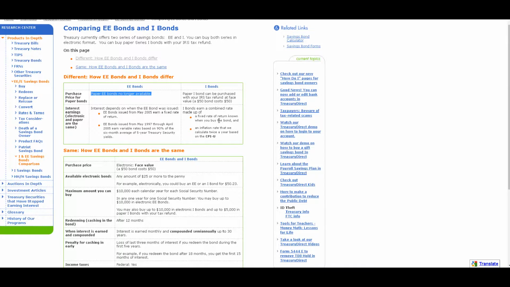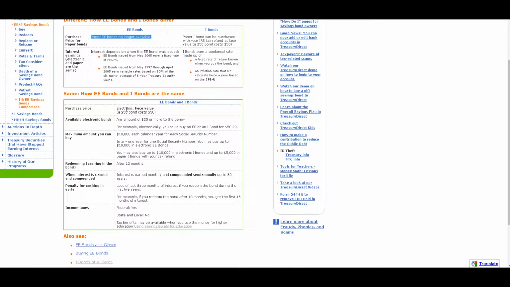The I bonds have a fixed rate, but then they also get an inflation rate. So the current fixed rate of the EE bond is 0.10. The current fixed rate of the I bond is 0%, but the inflation makes it 1.96% because of the inflation rate.